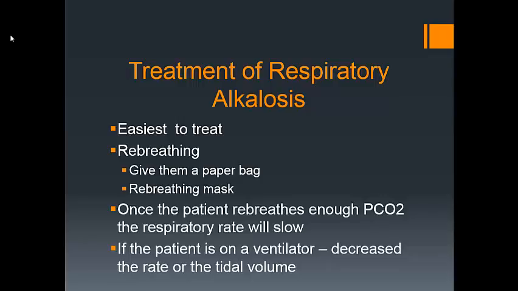Just really quickly, I'm going to review treatment. Treatment of respiratory alkalosis is the easiest to treat. You do it by having the patient rebreathe. Either give them a paper bag or put them on a non-rebreather mask. Once the patient rebreathes enough CO2, the respiratory rate will slow. They're breathing off too much CO2, and you need to have them retain some. If your patient is on a ventilator and their ventilation is being more controlled, you can decrease the rate of the ventilator, the tidal volume, or give the patient sedation to slow their breathing.